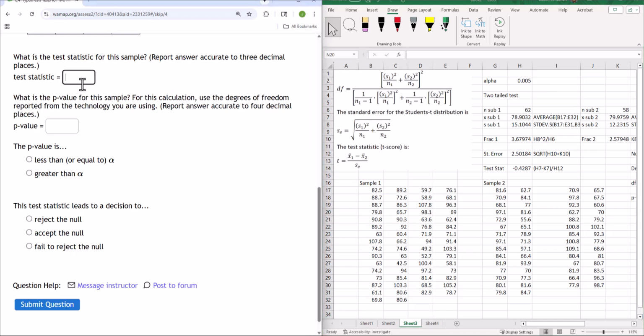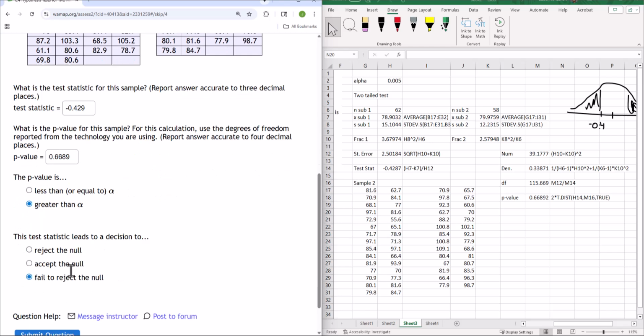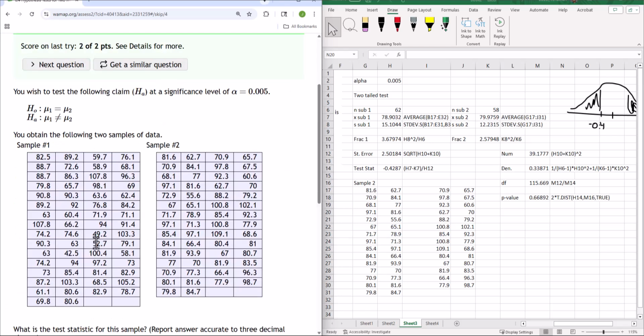Our test statistic is there, negative 0.428, followed by a 7. That's going to go to 429. And our p-value is a little further over here, 0.6689. Okay, now we compare that to alpha. This is definitely greater than alpha, which means we failed to reject the null hypothesis. And after all that work, we cross our fingers and hope it shook out okay.